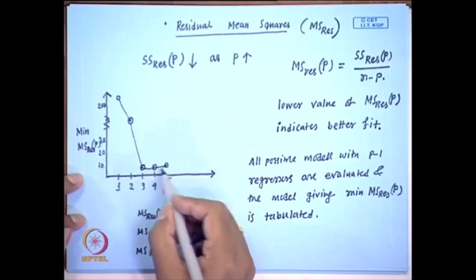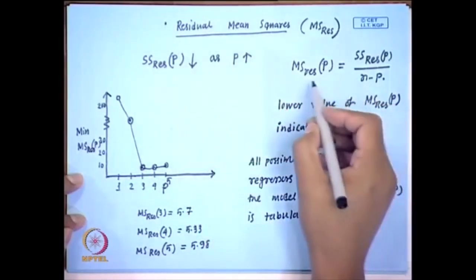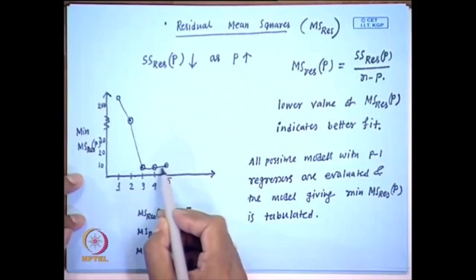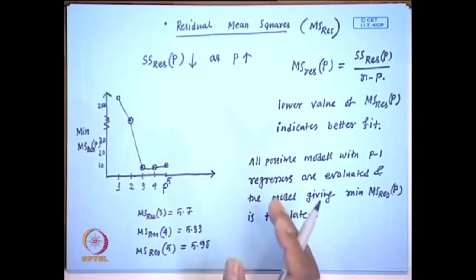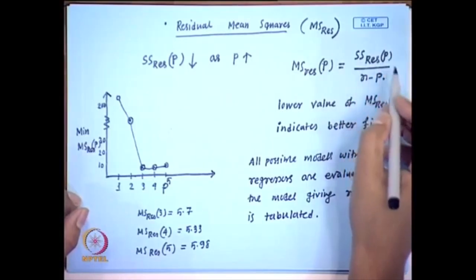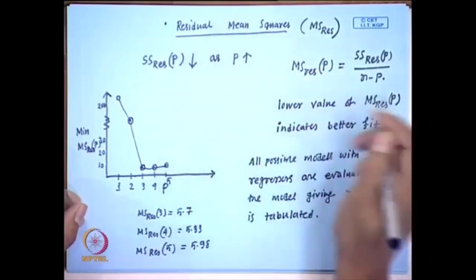This is because SS residual is always a decreasing function, but the same is not true for MS residual. So, it may increase also. Okay. So, if the newly added regression variable is not relevant to the response variable, then the reduction in SS residual is not sufficient to compensate the 1 degree of freedom loss in the denominator. That is why MS residual increases also for some time.